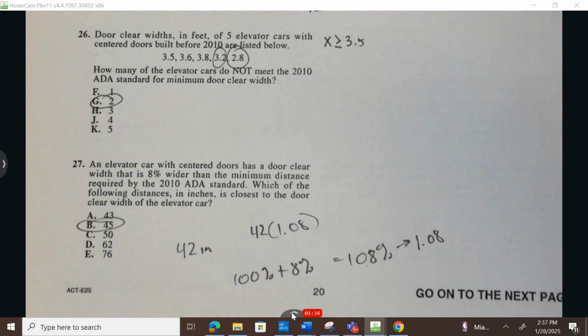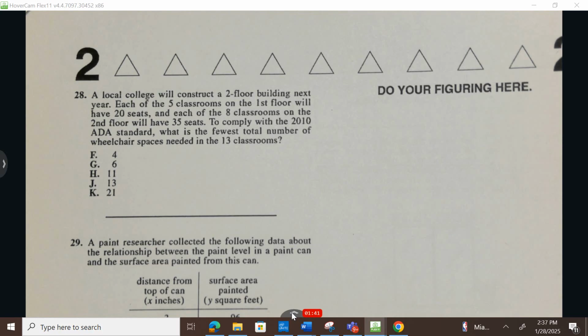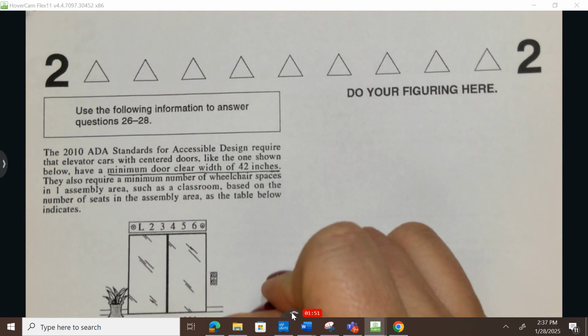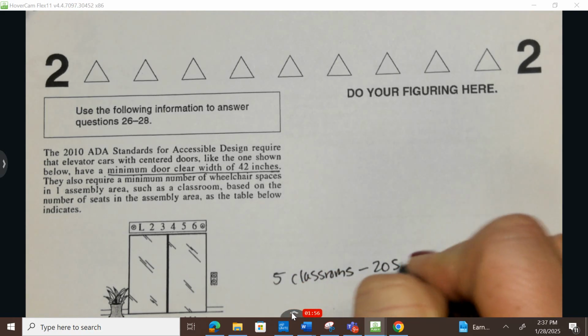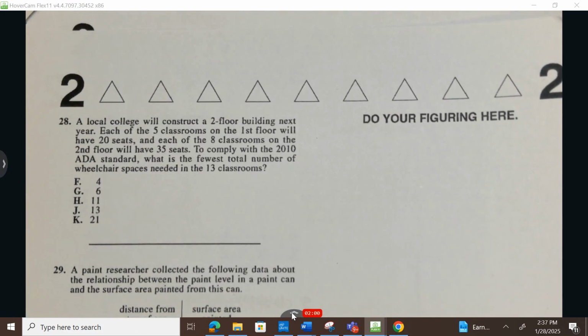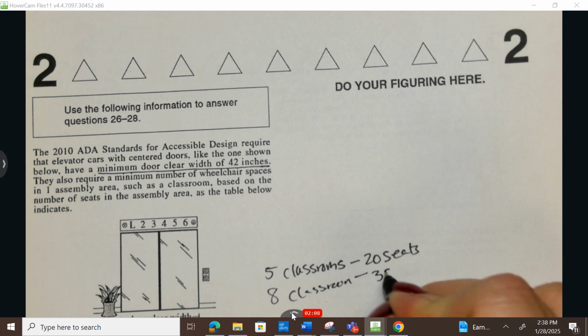Let's look at number 28. Let me flip this paper over. Number 28 says a local college will construct a 2-floor building next year. Each of 5 classrooms on the first floor will have 20 seats. I'm going to write that down here. So we have 5 classrooms that have 20 seats in each classroom. And then it says on the next floor, we have 8 classrooms with 35 seats.